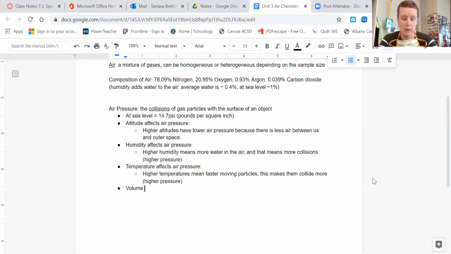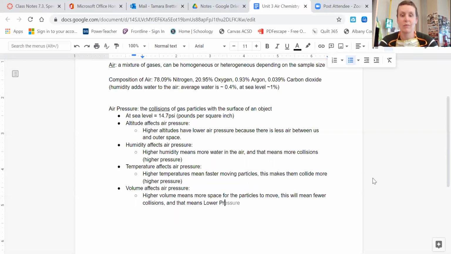Volume is our final one. Volume affects air pressure. Higher volume: if you increase the size of your container, higher volume means more space for the particles to move. Are you more likely to bump into somebody in a crowded hallway or in an empty hallway? A more crowded hallway is going to be more collisions between people. So a more crowded space would be more collisions for a gas. A bigger space means fewer collisions, and that means lower pressure. So fewer collisions is lower pressure, more collisions is higher pressure.